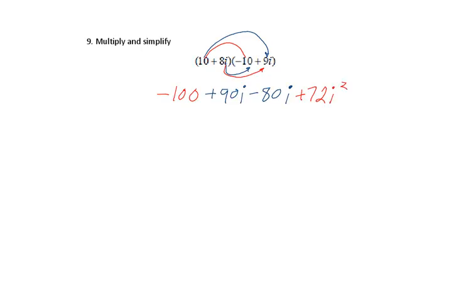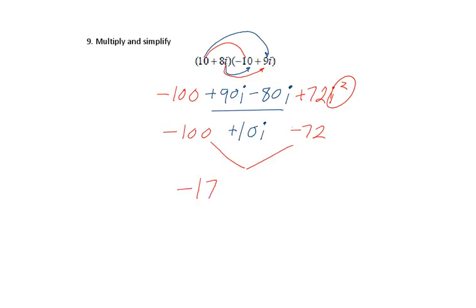All right, a couple of things. First, in the middle, 90i minus 80i, that is going to be positive 10i. Next, i squared is going to change positive 72 into negative 72. But don't forget there's a negative 100 waiting. So negative 100 and negative 72 becomes negative 172. And then plus 10i. And that's our answer.